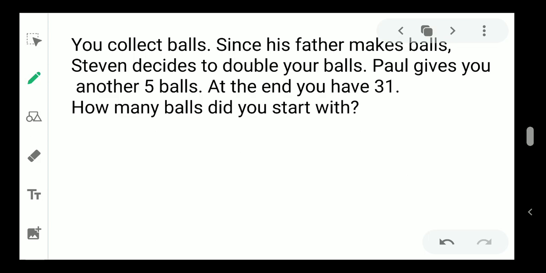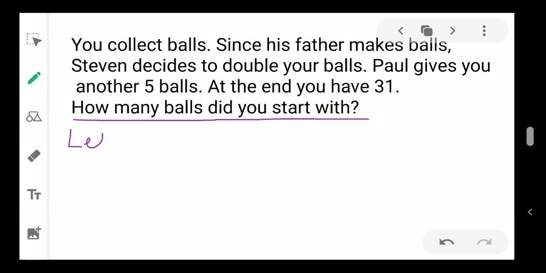Coming to our next problem, you collect balls. Since his father makes balls, Steven decides to double your balls. Paul gives you another 5 balls. At the end, you have 31. How many balls did you start with? Again, very easy, because see, first identify the things. How many balls did you start with? So I have to consider these as x.